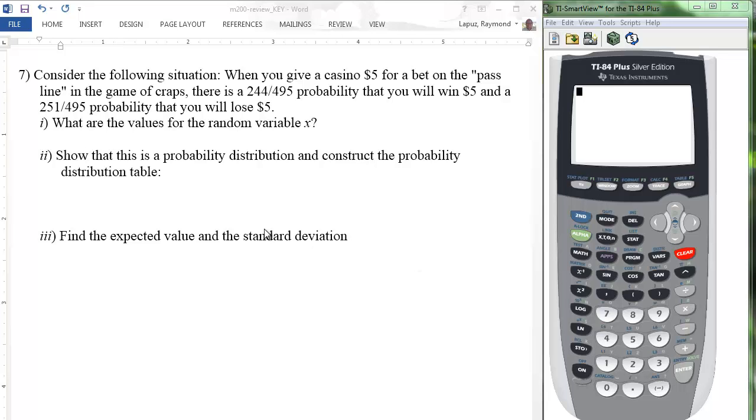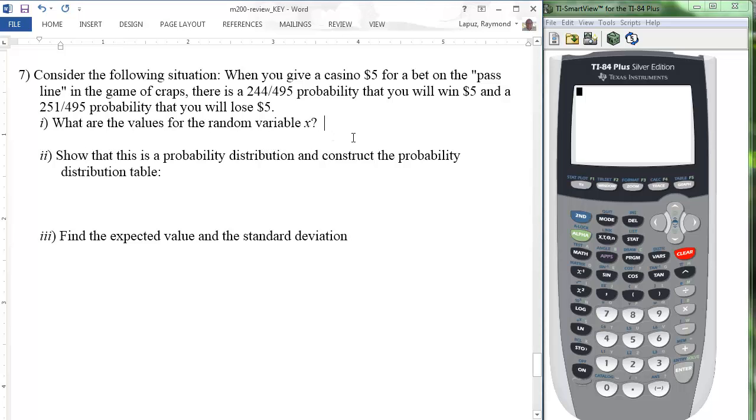Problem number 7. Consider a situation where you play a casino game. You bet $5 on the pass line, and then the chance of you winning is 244 divided by 495. And then the chance that you lose would be the complement of that, which is just 1 minus that. That's 251 over 495.